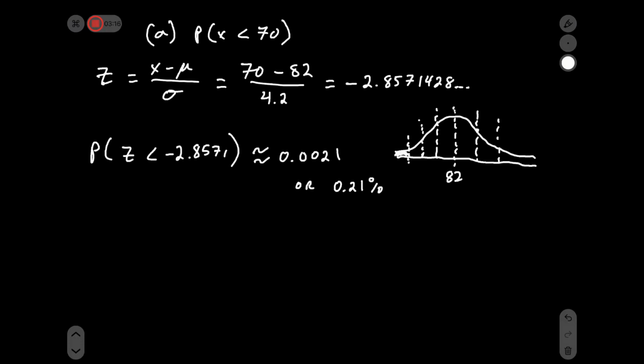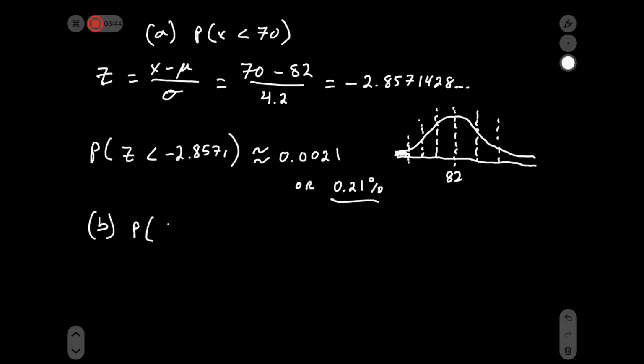This might be an interesting question for us. We want to find out what is the probability that somebody failed this exam. They got less than a passing grade, and we can see that that's a very low probability. So that'd be some good information for us to know, especially if we're the instructor for the course.